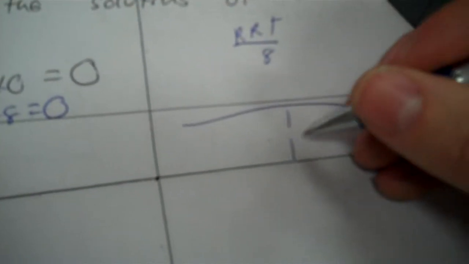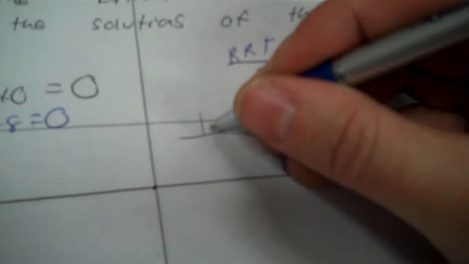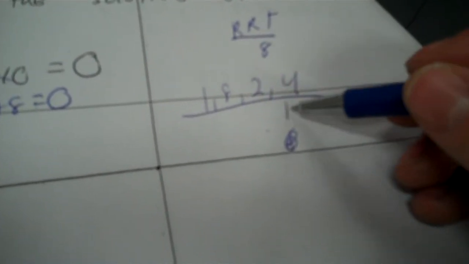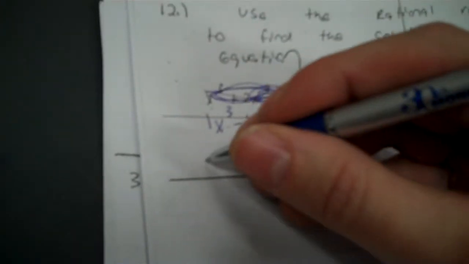So you take your 8, and in front we got a 1. I like it when we have 1s. Limits the possibilities, which is always good. Factors of 8: 1, 8, 2, 4, and then you're back to 4. So I really don't need to divide them all by 1. So my possibilities are 1, 8, 2, and 4. Pretty short and sweet list.